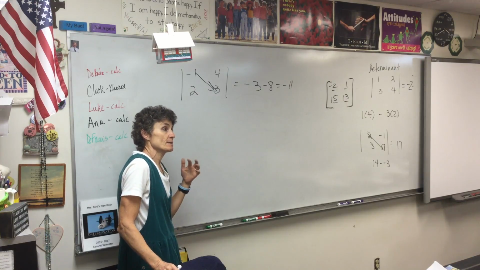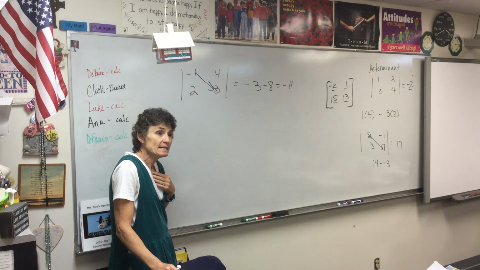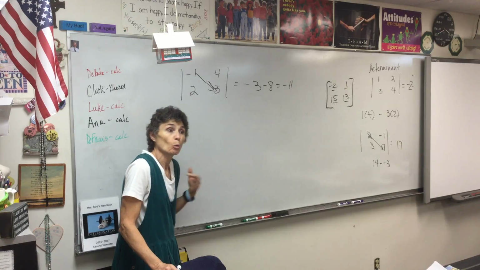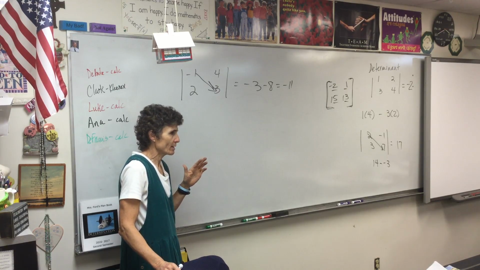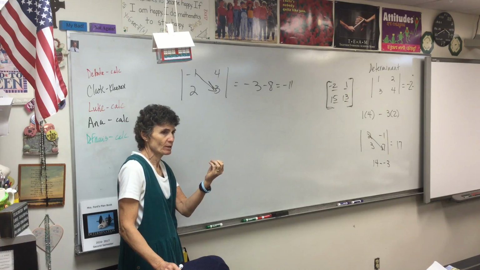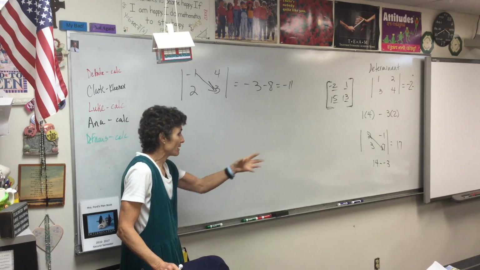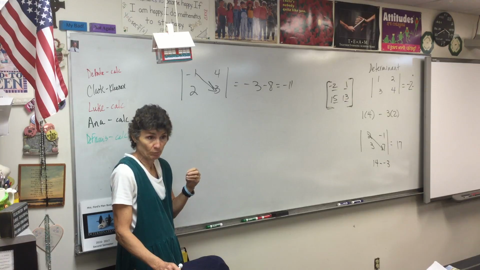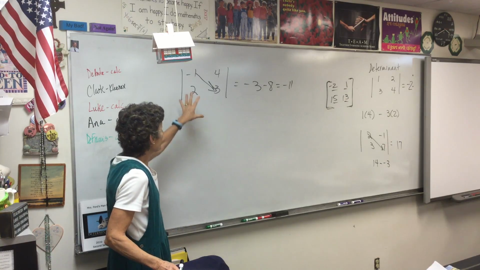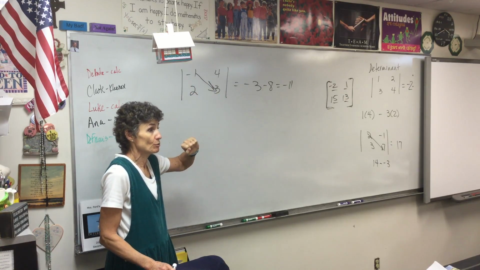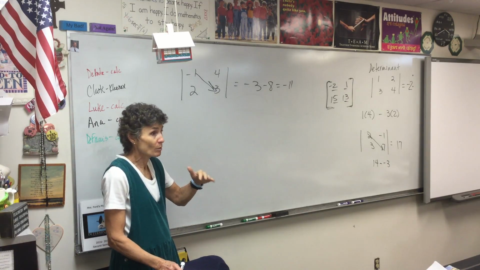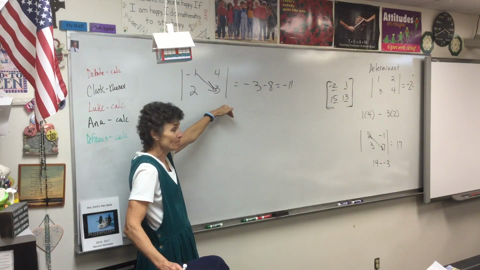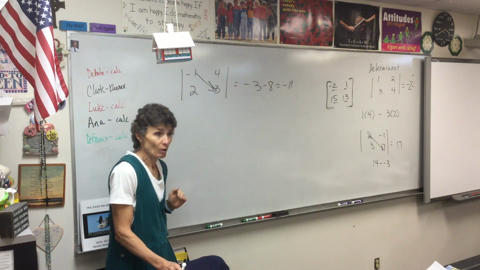Now, with determinants, we only need to worry about square matrices. So, what do we mean by squares again? What does it mean to be a square matrix? 2 by 2, 3 by 3, 4 by 4, right? Same number of rows as columns. So once we've mastered the 2 by 2s, which I know we only did 3 examples, but kids, it's so easy. Times them, subtract them.